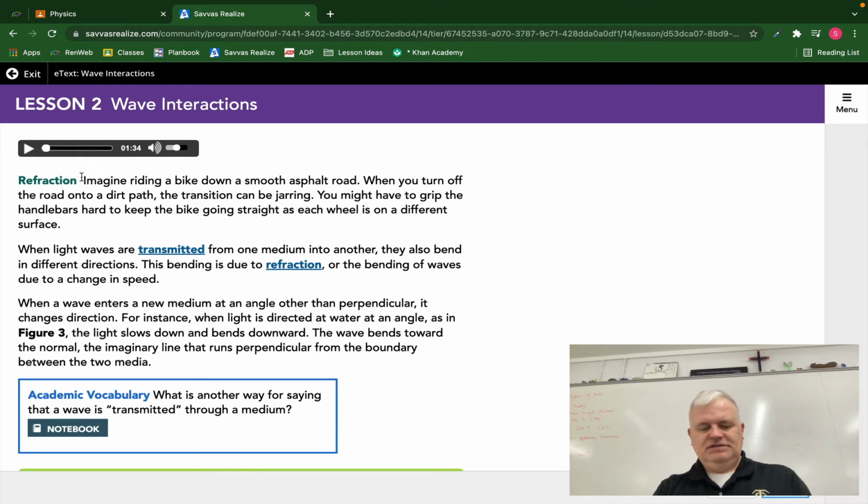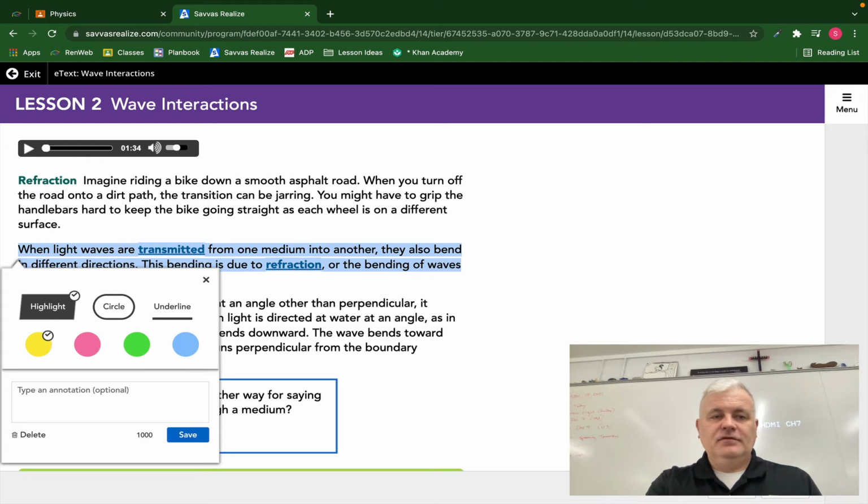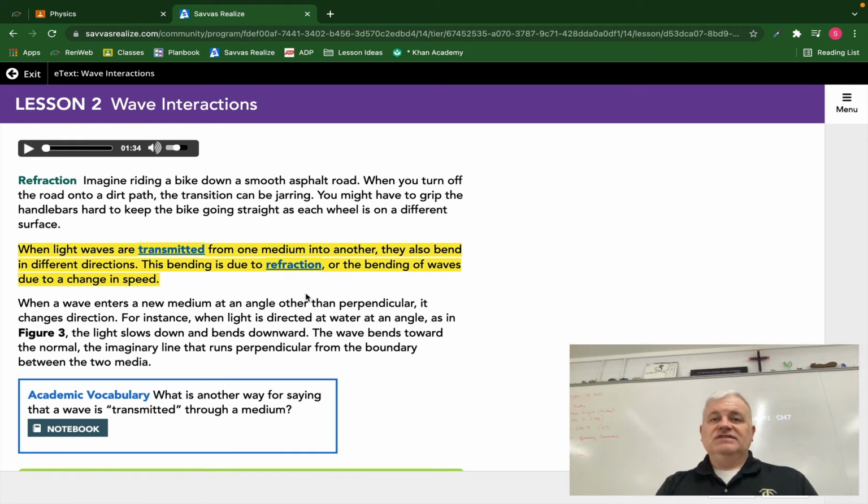It's not special water, it's just typical H2O and a pen that's now wet. But that is due to refraction, because light waves are transmitted from the medium of air that we have here, and then here water transmits light a little differently, so the observation is going to be different, and that's called refraction. So when light waves are transmitted from one medium to another, here's our definition, they also bend in different directions. This bending is due to refraction, or the bending of waves due to a change in speed.